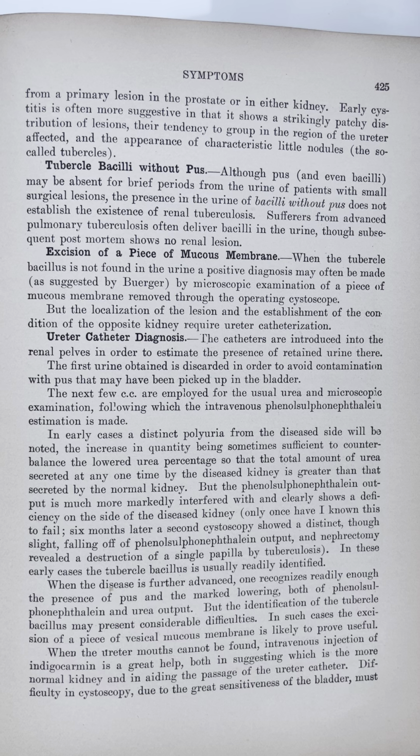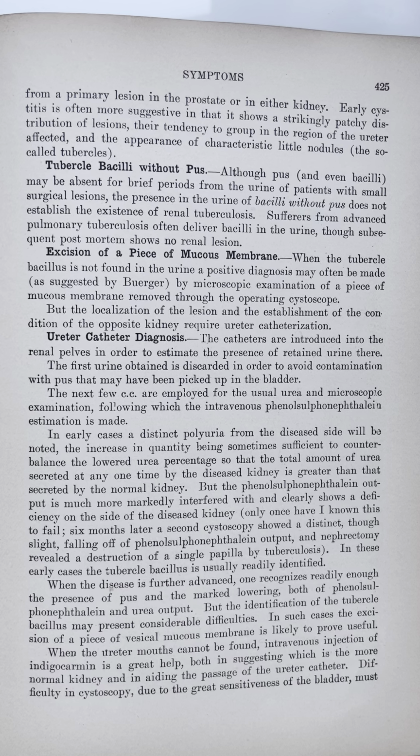Tubercle bacilli without pus. Although pus, and even bacilli, may be absent for brief periods from the urine of patients with small surgical lesions, the presence in the urine of bacilli without pus does not establish the existence of renal tuberculosis. Sufferers from advanced pulmonary tuberculosis often deliver bacilli in the urine, though subsequent post-mortem shows no renal lesion.